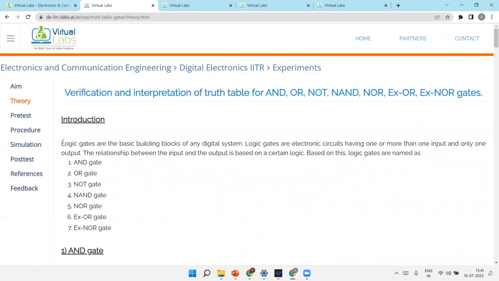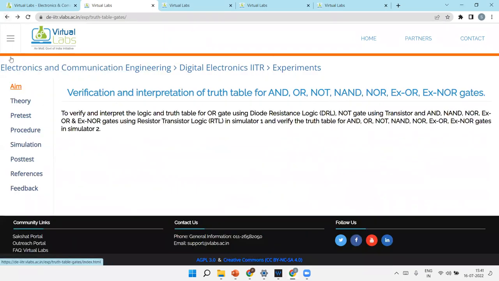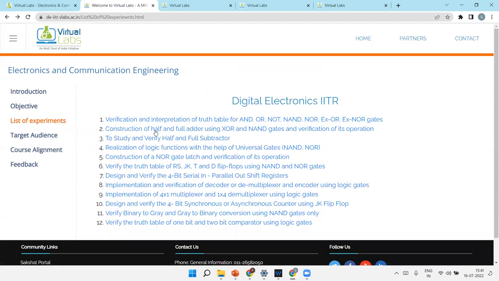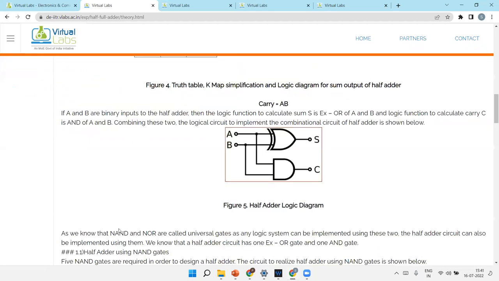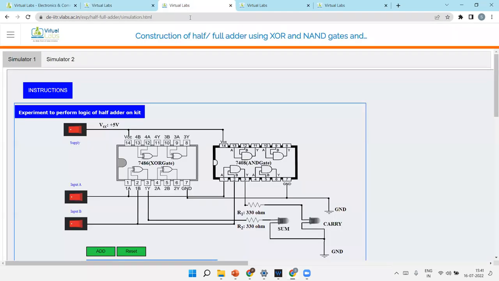Sorry, this is my experiment one. Experiment number two, half adder. In the half adder theory, the main realization was this: the sum was A XOR B and carry was A into B. It means the circuit consists of one XOR gate and one AND gate. If you realize the circuit on a breadboard or PCB, you would need two ICs, one XOR gate and one AND gate.